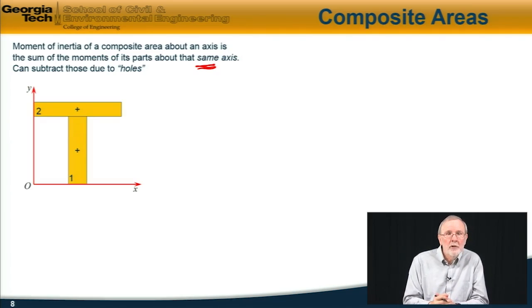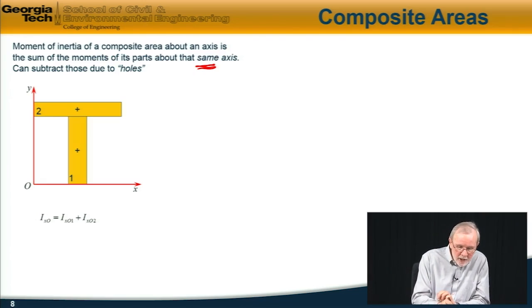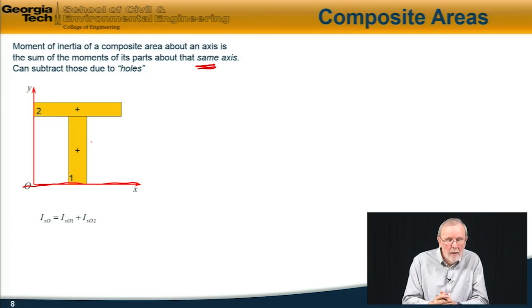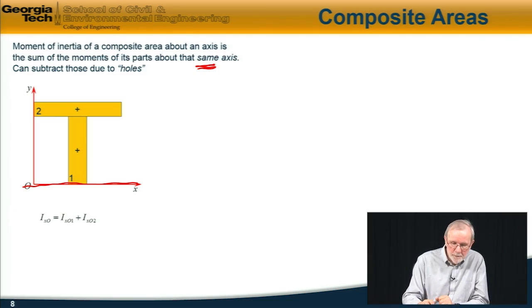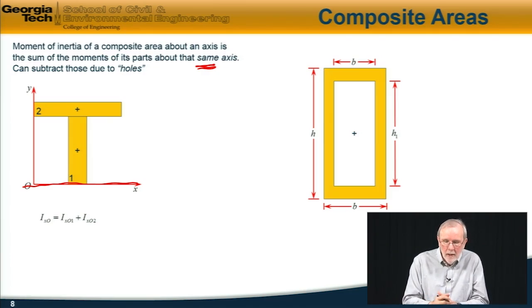So, for example, for this T-shaped structure, the moment of inertia about, say, the x-axis, IXO, is equal to the moment of inertia of area 1 about that axis plus the moment of inertia of area 2 about that same axis. Being able to subtract due to holes often makes for a simple calculation.